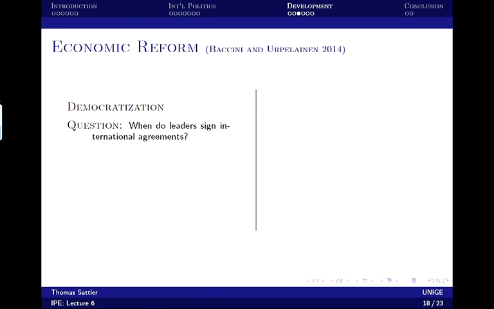The question is, when do leaders sign international agreements? And they say they sign them especially when we have a new leader. So suppose we have a country that's democratizing. Take South Africa, for instance. South Africa in the mid-1990s was democratizing, and we have a new leader. So Nelson Mandela comes in as a new leader.